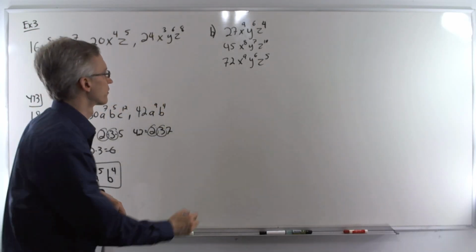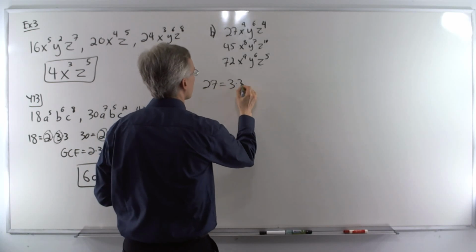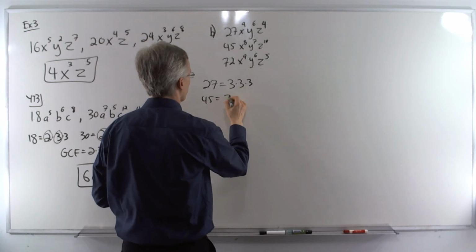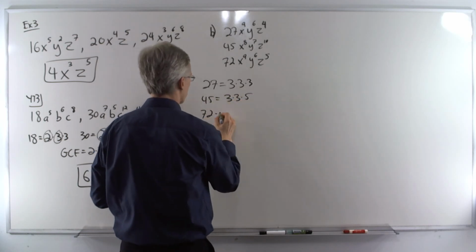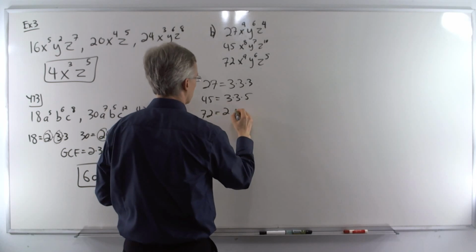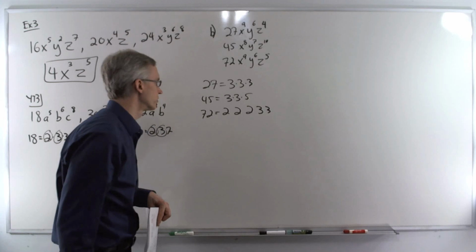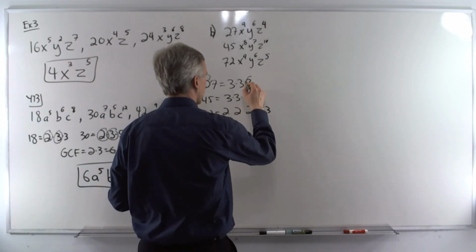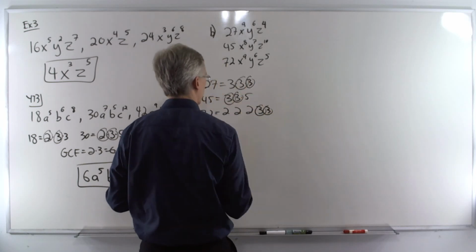All right, so let's do the numbers first. 27, 3 times 3 times 3, 45, 3 times 3 times 5, and 72, 2 times 2 times 2 times 3 times 3. Let's find the matches. We got a 3, a 3, and a 3, a 3, a 3, and a 3. And that's all the matches.